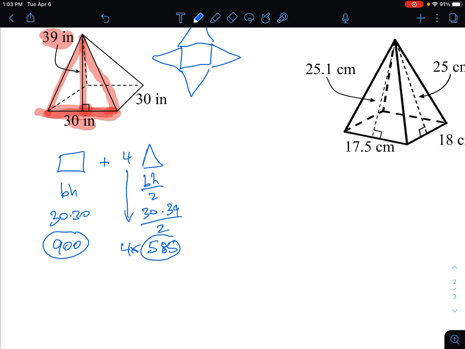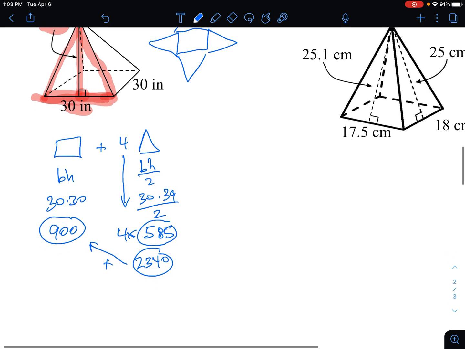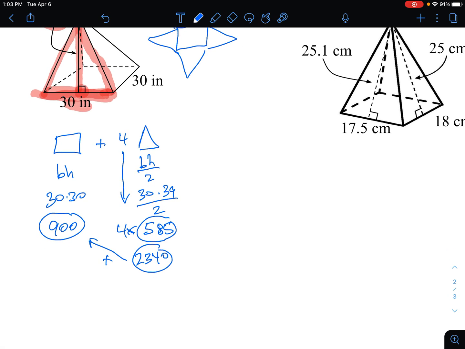So 585 times 4. Unfortunately, I do not know what that is off the top of my head, so you can punch it in your calculator. You may be faster than I am. You probably are. Oh, that's 2340 for 4 of them. And now I still have to add it to that. So 2340 plus 900, that's calculator work. That's 3240. So my answer is 3240.